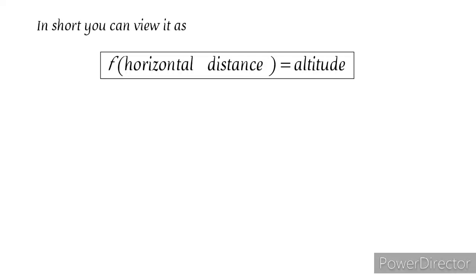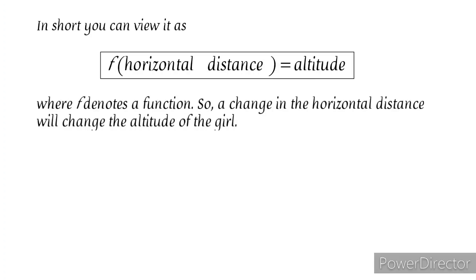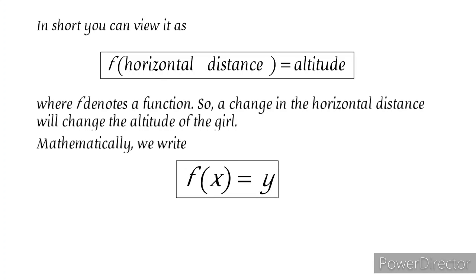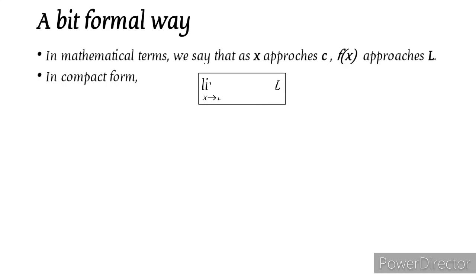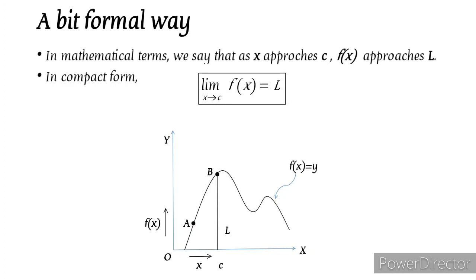In short, you can view it as f of the horizontal distance is equal to the altitude, where f is a function. So, a change in the horizontal distance will change the altitude of the girl. Mathematically, we write f of x is equal to y. So, going back to the diagram we see that, in mathematical terms, we say that as x approaches C, f of x approaches L. In compact form, we write it as shown. Please make yourself comfortable with the diagram.